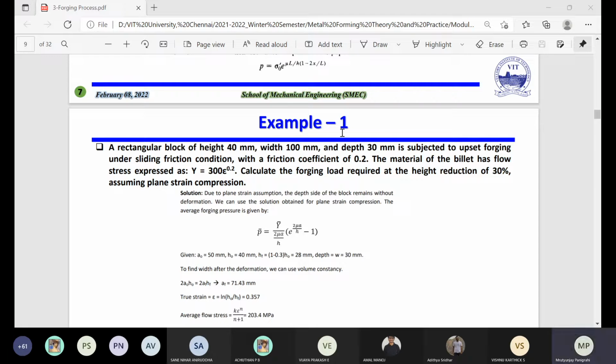Because it is in the question, you have to read: calculate the forging load required at the height reduction of... So that means you have already reduced. For that reduction, what is the forging load you require? So is it 353.68? Yeah, fine.